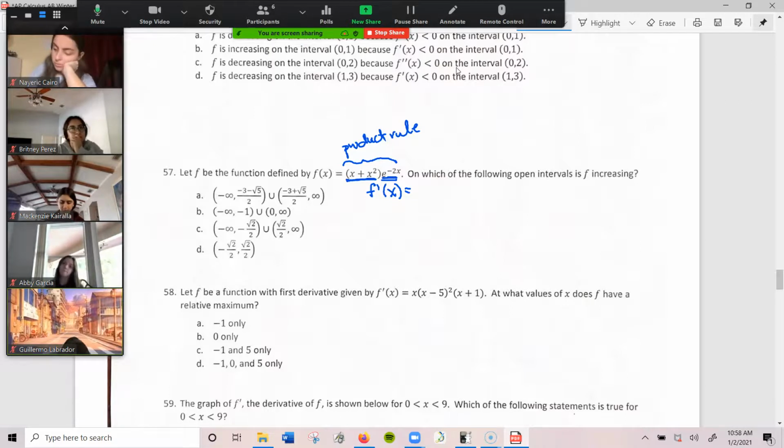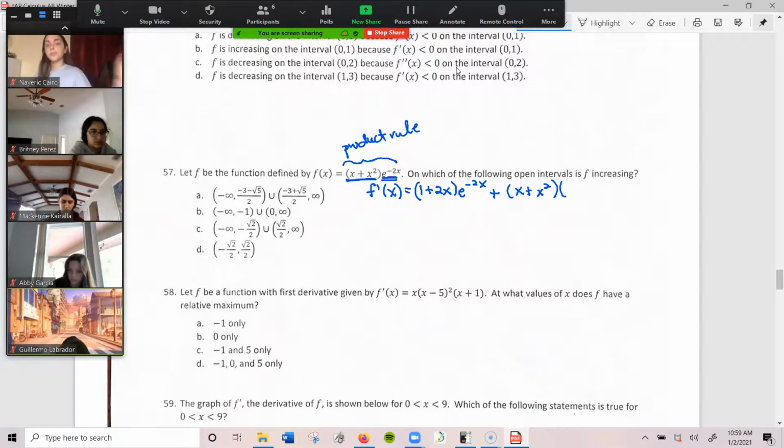The derivative of the first term would be 1 plus 2x, and we leave e to the negative 2x alone, plus, now we leave the first term alone, and we multiply by the derivative of e to the negative 2x. For the derivative of any e function, you have to take the derivative of the exponent, which is negative 2, and multiply it by the exponential function itself. So e to the negative 2x.